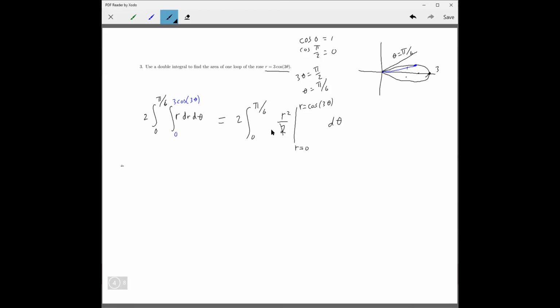Good. And these 2's are going to cancel, so that's great. This gives you cosine squared of 3 theta. No, 3 cosine squared. That's 9. So you get 9 cosine squared of 3 theta, d theta. Okay, integrating that one. Again, it's cosine squared, so ouch.